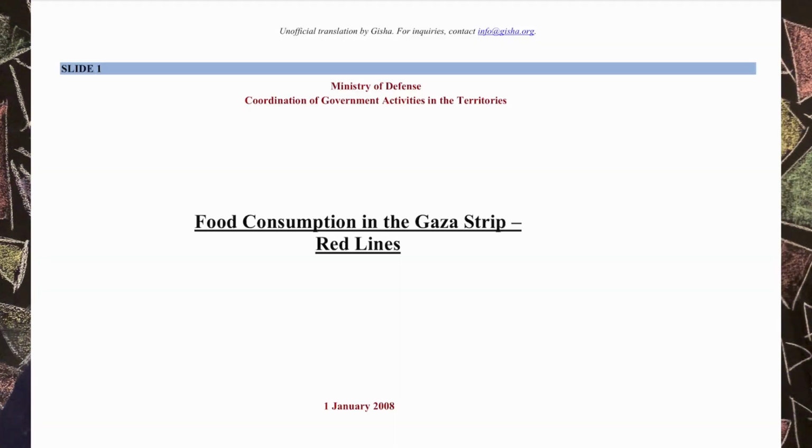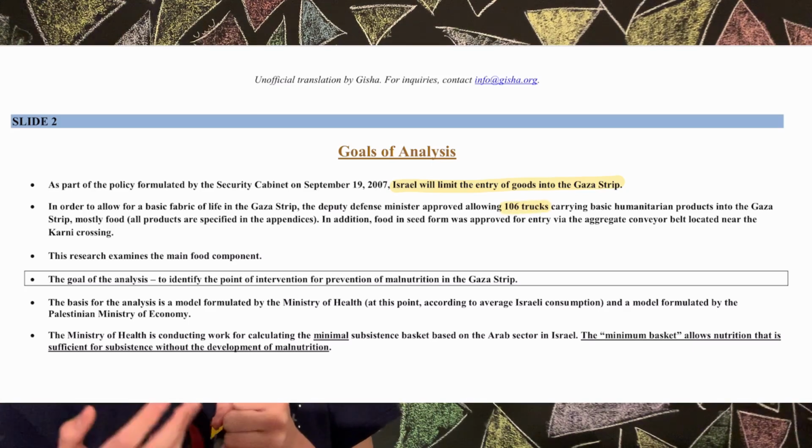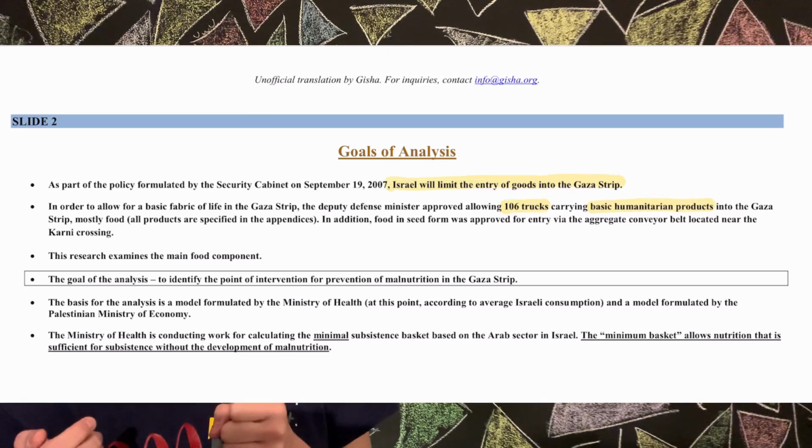The deck is titled Food Consumption in the Gaza Strip, Red Lines, and it is dated January 1st, 2008. It opens by stating that Israel will limit the entry of goods into the Gaza Strip, approving only 106 trucks per working day to enter carrying basic humanitarian products. The analysis performed in this document is done with the goal of preventing malnutrition.